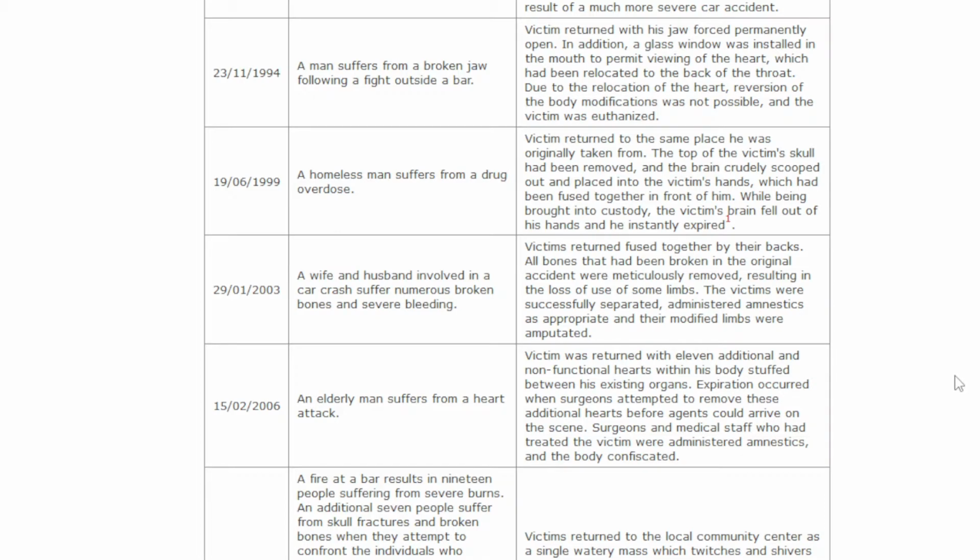A wife and husband involved in a car crash suffer numerous broken bones and severe bleeding. I'm gonna guess they get fused together.